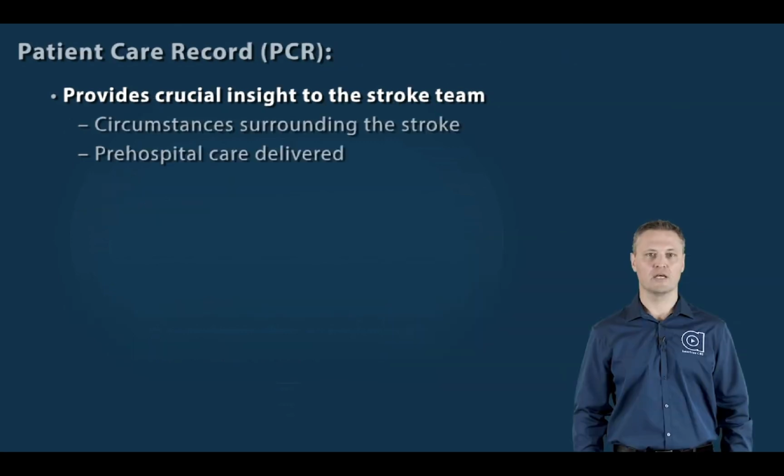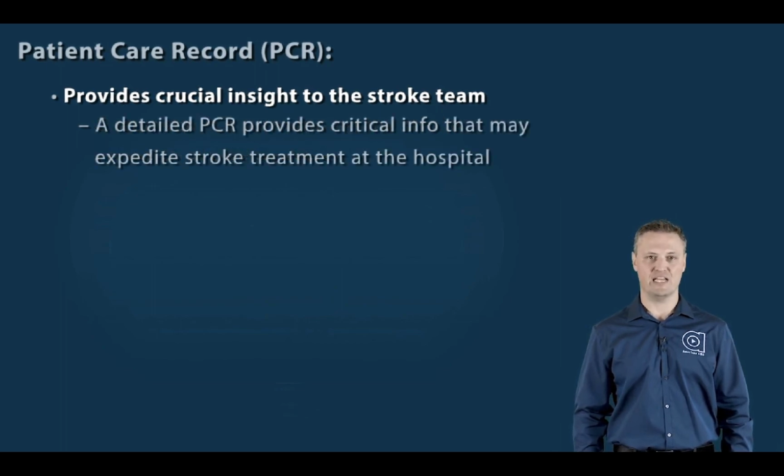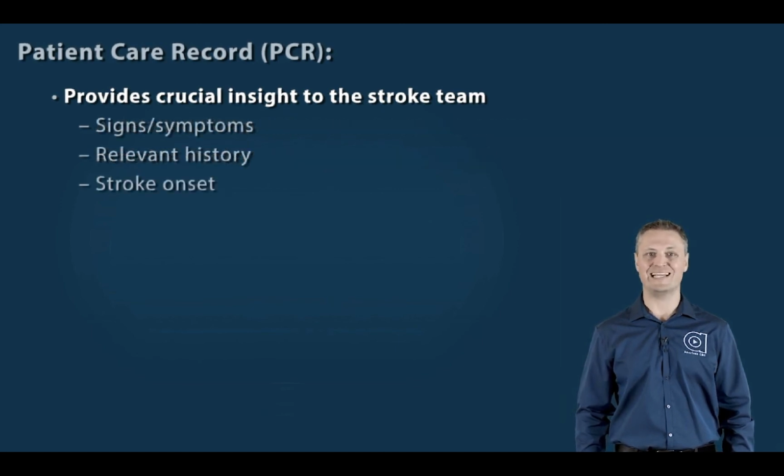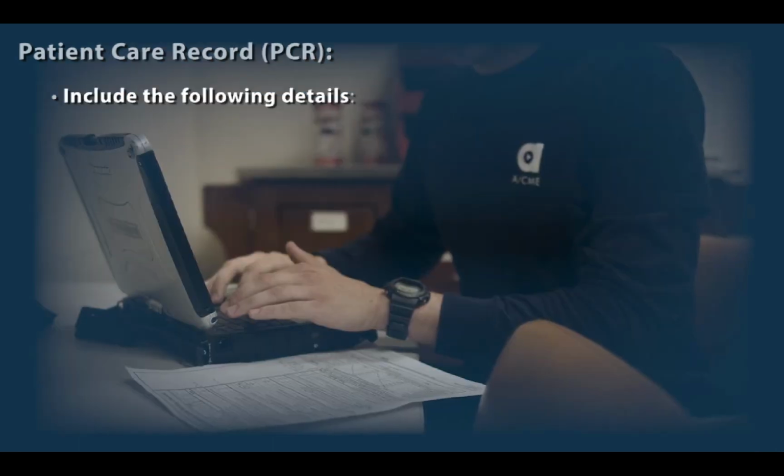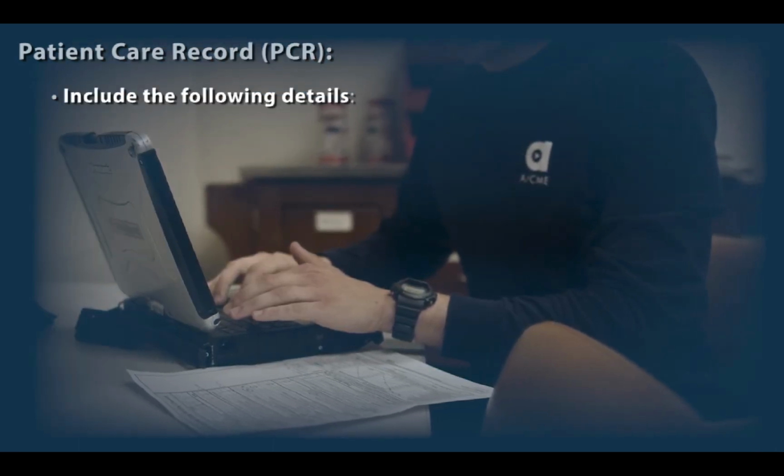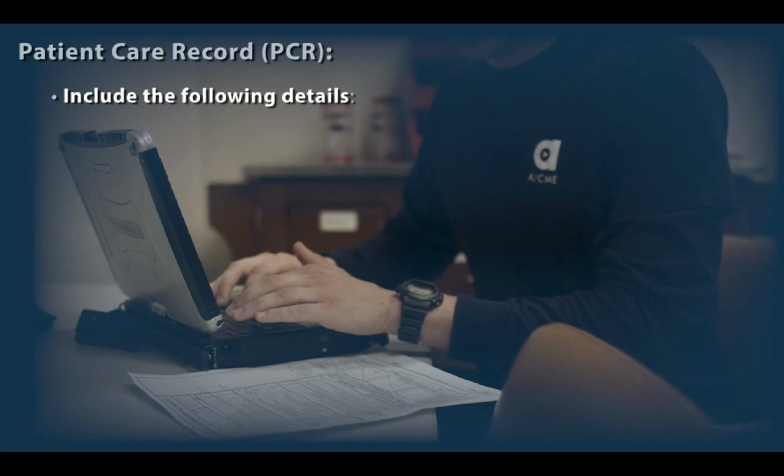The third and final checkpoint is the patient care record, or PCR, which offers crucial insight to the stroke team regarding the circumstances surrounding the stroke and the pre-hospital care delivered. A detailed EMS PCR provides critical information that allows for the most expedient stroke treatment once the patient arrives at the stroke center. Your PCR should contain a detailed account of the patient's signs and symptoms, relevant history, and stroke onset.